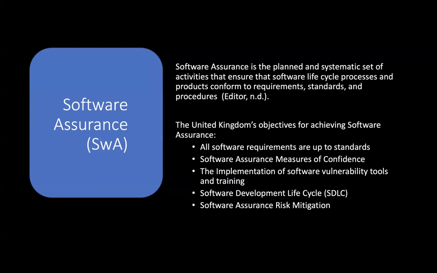Software assurance is the planned and systematic set of activities that ensures that software lifecycle processes and procedures conform to the requirements, standards, and procedures of the organization. The United Kingdom's objectives for achieving software assurance are as follows. All software requirements are up to standards. Software assurance measures of confidence, the implementation of software vulnerability tools and training, software development lifecycle, also known as the SDLC, and software assurance risk mitigation.